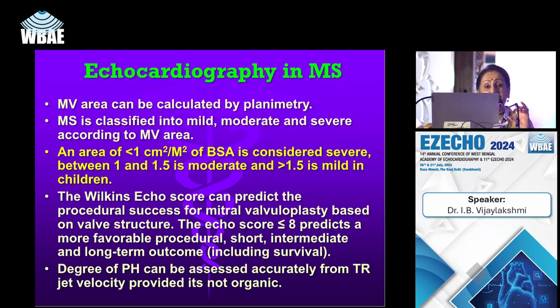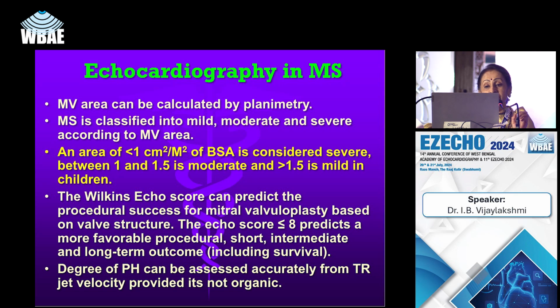Now coming to the details of the echocardiography, mitral valve area can be calculated by planimetry. Mitral stenosis is classified into mild, moderate and severe according to the area. When it is less than 1 square centimeter it is severe, and more than 1.5 square centimeters is considered as mild.